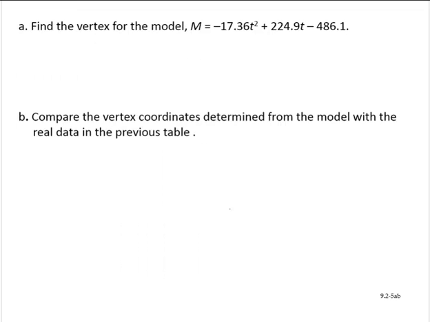We're asked to first find the vertex for the model. All right, so we have the model. Then the t coordinate of the vertex is negative the b coefficient, 224.9, over twice the a coefficient, negative 17.36. And so going through this calculation, we'd have negative 224.9 divided by 2 times negative 17.36, and we get about 6.48 to 2 decimal places.